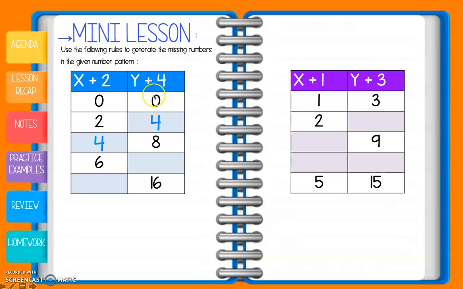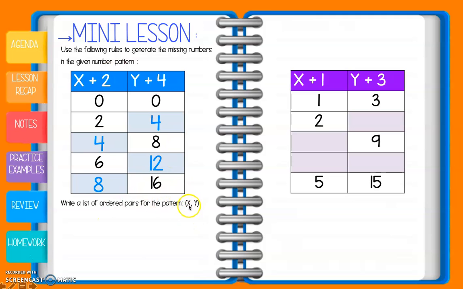So we have 0, and when we add 4, we get 4. All right, so keep working our way down the table here. 8. This says add 4, we would get 12. And then over here for our x values, we're going to take 6, and we're going to add 2, so we get 8. So now let's write a list of ordered pairs for our pattern.